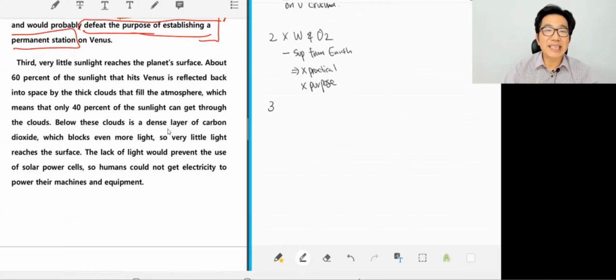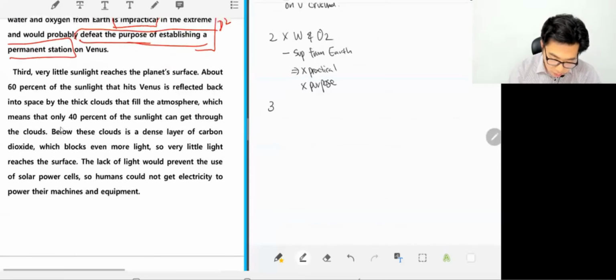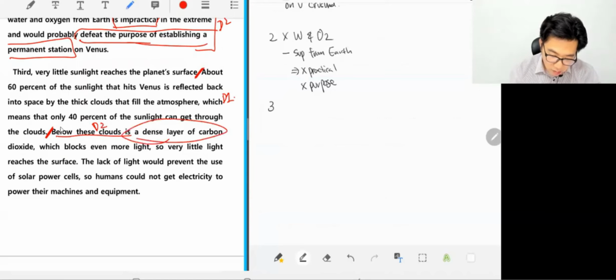Below this cloud is a dense layer. Okay, so there's another trouble. So 60% reflected away, so we can only get 40%. That's detail 1. And there's another detail below these clouds. There's another trouble. So we can only get 40%. But then again, below these clouds that reflect 60% away and only get 40%, there is something else. What is it?